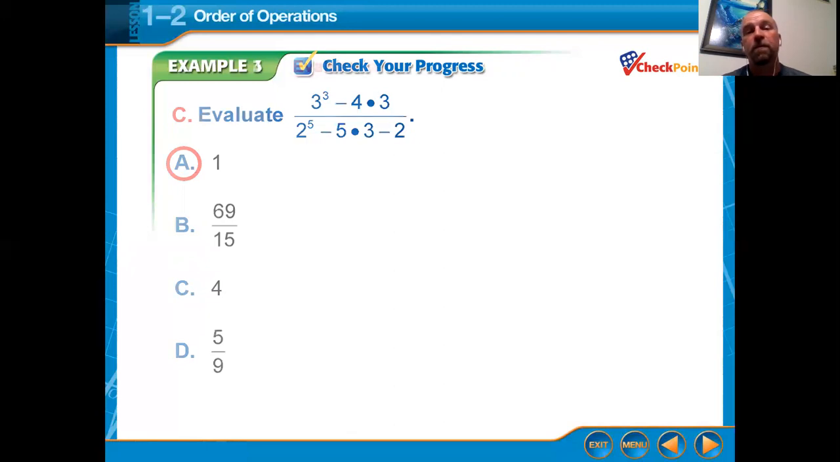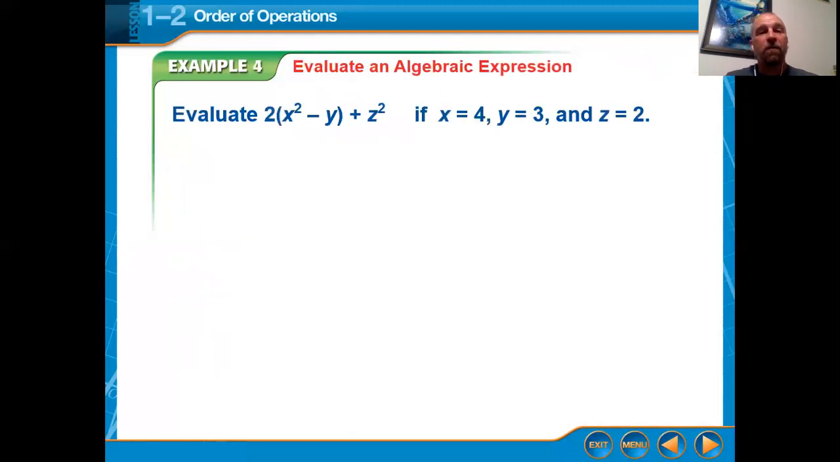All right, now we'll look at some algebraic expressions. So now we have variables mixed in with our numbers. I have 2, but then everything else is variables, x, y, and z. But notice over here they give me numbers for x. X is 4. So I'm just going to replace that x, substitute a 4 in. Y is 3. I replace that y with a 3. And z is 2. I replace that z with a 2.